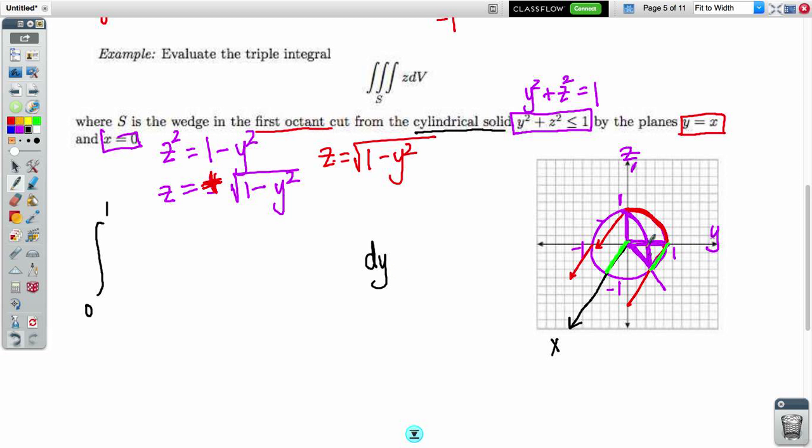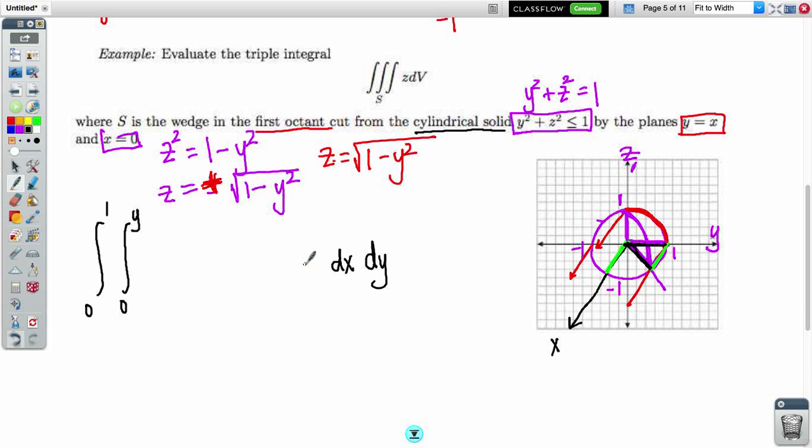And then aside from that, I sort of have some options with order, but I'm going to integrate with respect to x next. So x starts at 0 and ends at this diagonal line, y equals x, but I want everything in the language of x, so it's going to be x equals y. It goes from x equals 0 to x equals y. That's with respect to x.